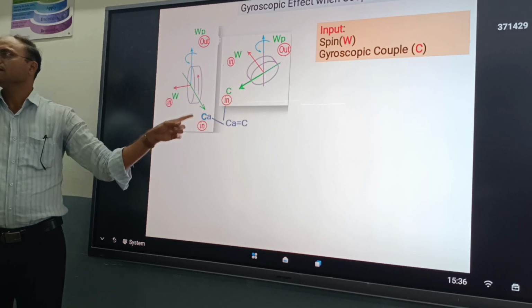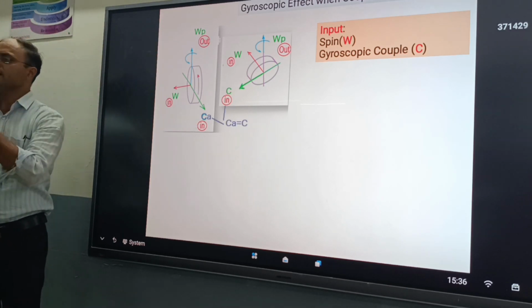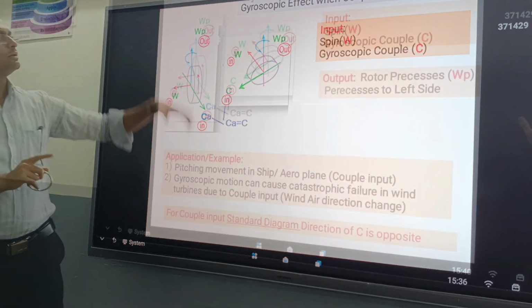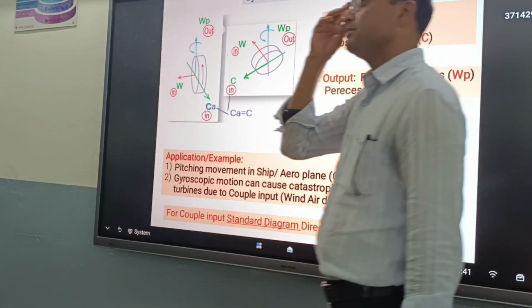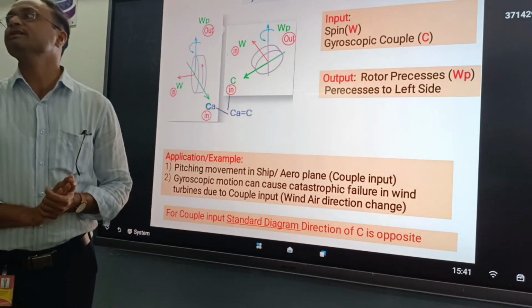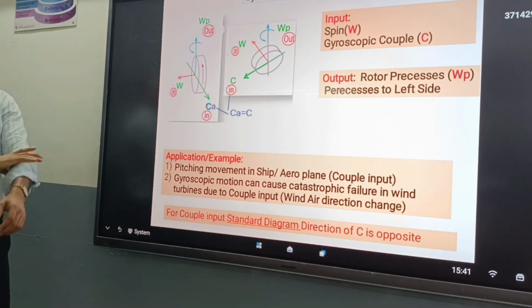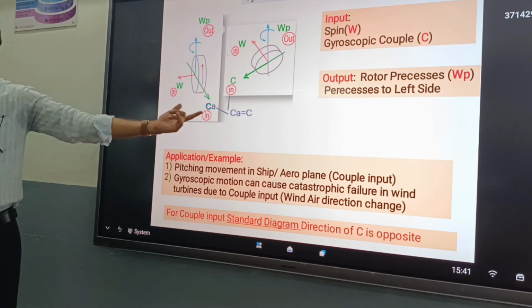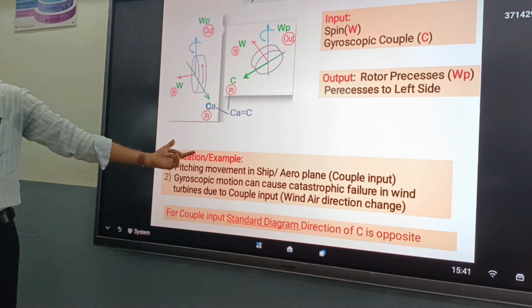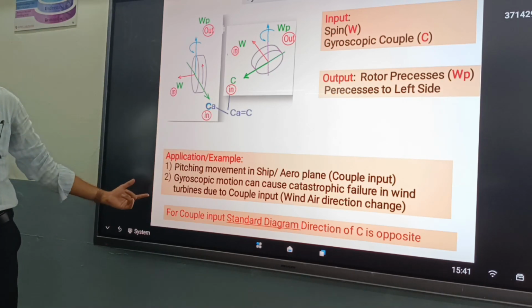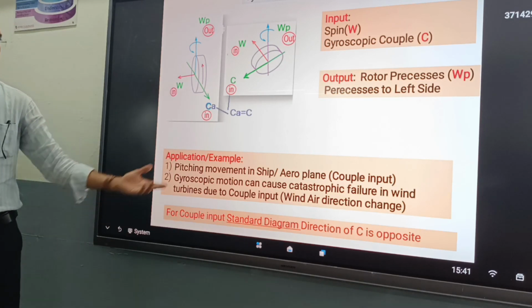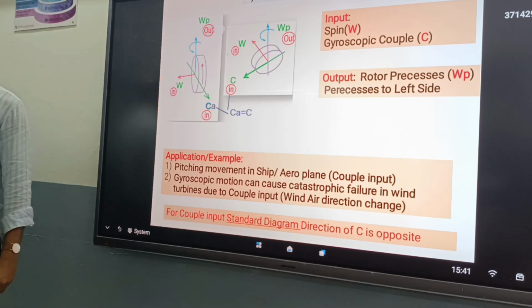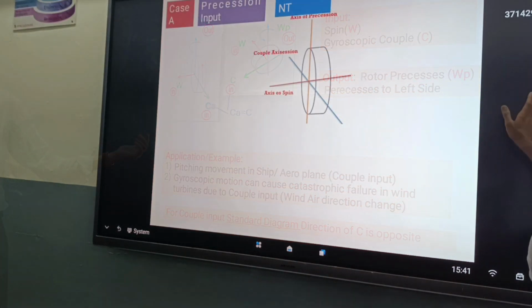Have you understood this? So these are the two cases: when precession is input and when couple is input. Okay. Where do you find applications of this gyroscopic effect? As I told you in the beginning, pitching movement in ships, aeroplane. Okay, these are the practical applications of gyroscopic effect. We'll see all these in detail later on. Also, gyroscopic motion can cause catastrophic failure in wind turbines. Okay, that's why we always have to give attention to the gyroscopic effect.